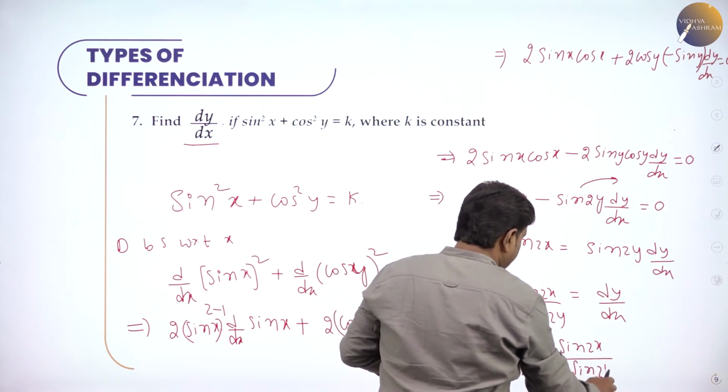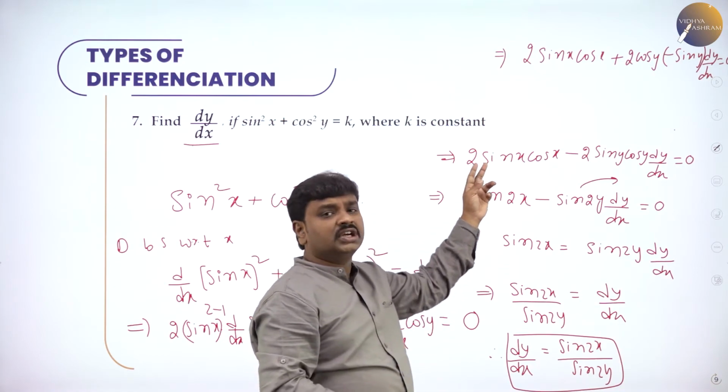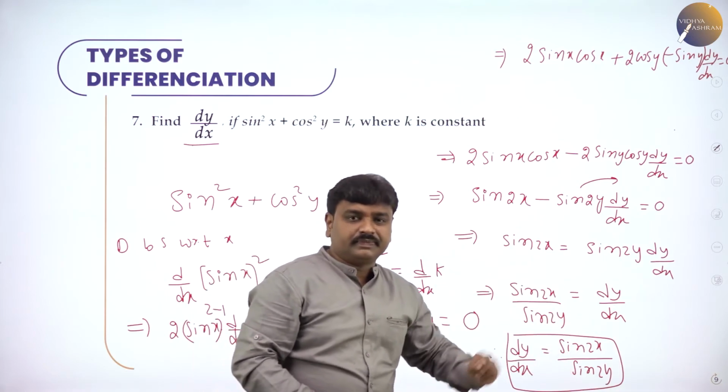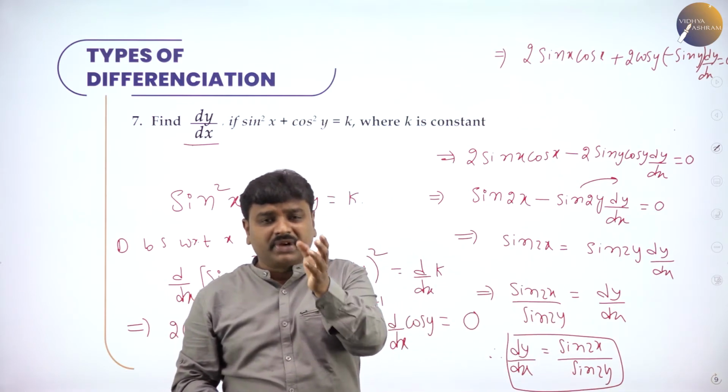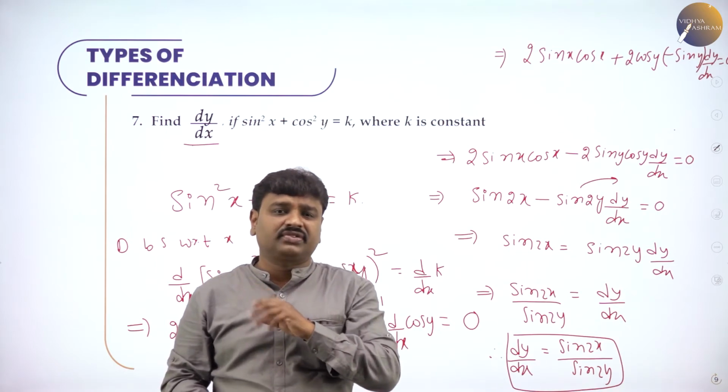We are using the multiple angle. What is the multiple angle? What is sin 2 theta? 2 sin theta cos theta. 2 sin x cos x, I am compressing it. So this is the final answer. What is derivative of cos y? Minus sin y into d by dx of y. Minus sin y into dy by dx.